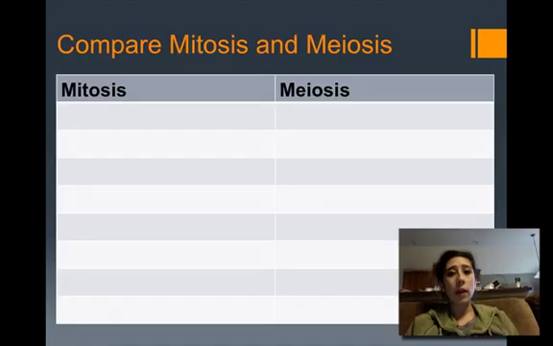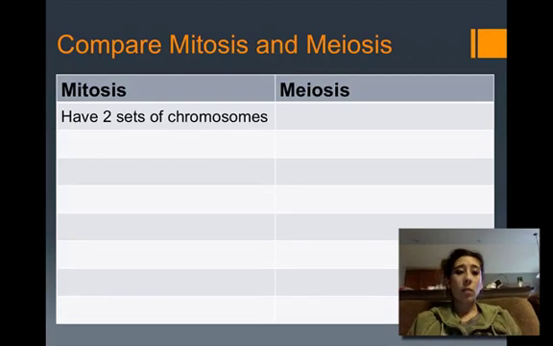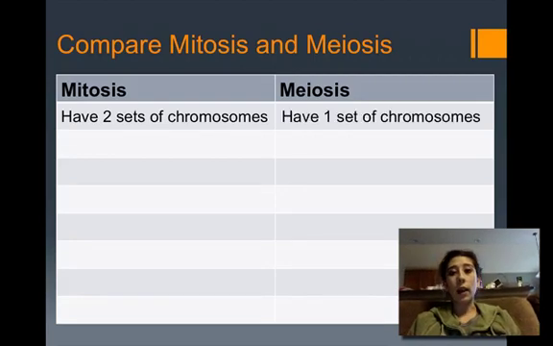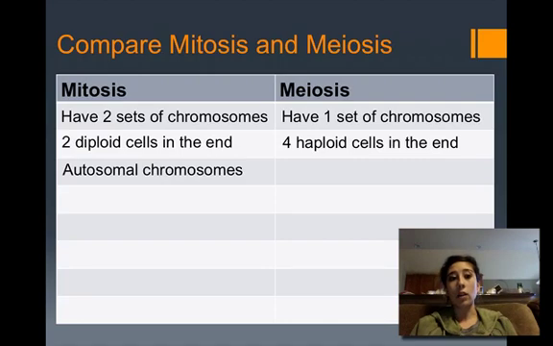Okay, so let's compare the two. With mitosis, we have 2 sets of chromosomes, and with meiosis, we only have 1 set of chromosomes in the end. We have diploid cells at the end of mitosis, and in meiosis we have a total of 4 haploid cells after 2 rounds of division.